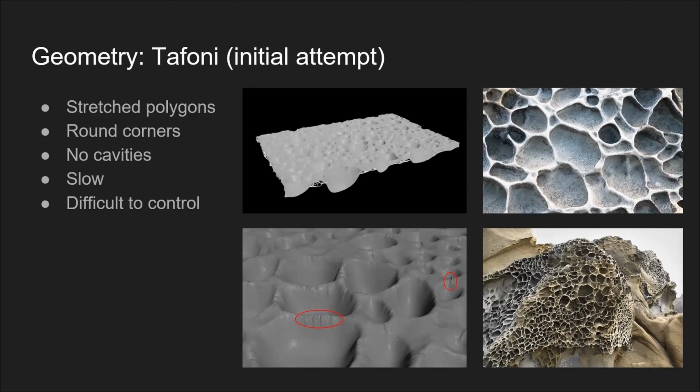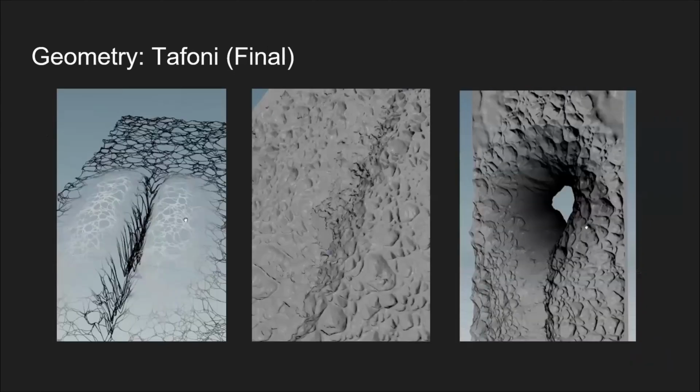And plus, it was pretty much impossible to get what I want to call negative space, like the cavities within those cavities. If you look at the reference, you'll see the cavities are sort of caved inwards on themselves. So I ended up scrapping this, but this is the final geometry that I ended up going with.